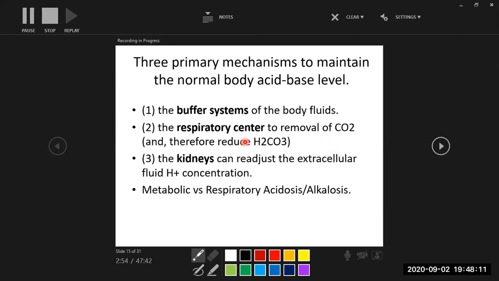So when the body is in acidosis or alkalosis, the next thing we need to ask is, how does it happen? And the logical next step is to find out which organ is injured. Is it caused by the lung or by the kidney?